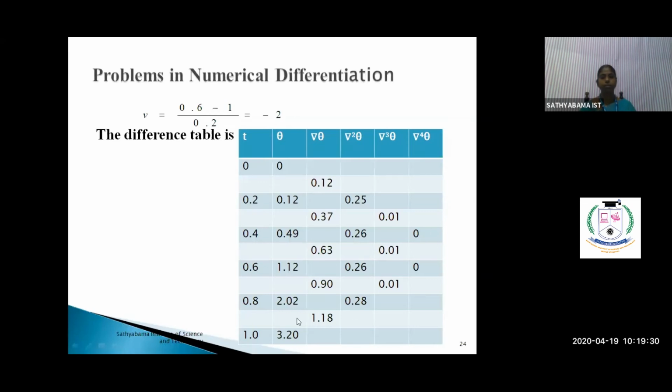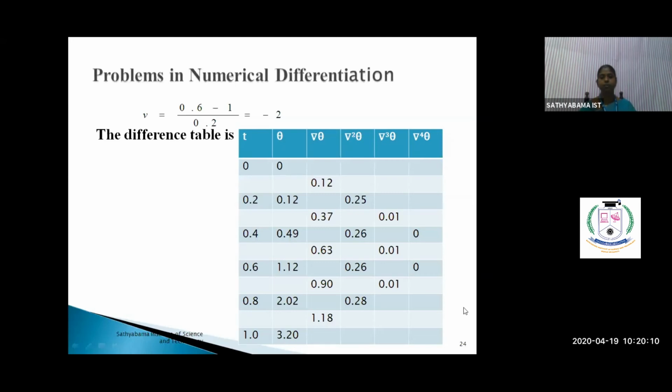And here the table is given t and theta, del theta, because we are going to use backward. So instead of writing delta theta, I have written directly del theta, del square theta, del cube and del power 4 theta. Now t values and theta values are written here. Del theta, the same procedure: second value minus first value, second value minus first value. Like this, we found the first differences, the backward differences.